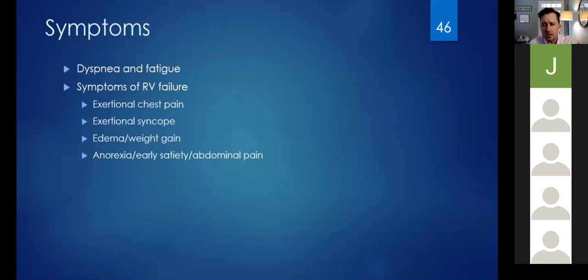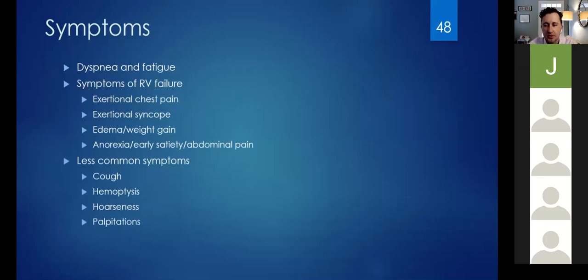Exertional syncope is always worrisome. These patients can also develop cor pulmonale and have edema and weight gain. And then due to hepatic congestion from the right-sided heart failure, they can develop anorexia, early satiety, abdominal pain, or bloating.